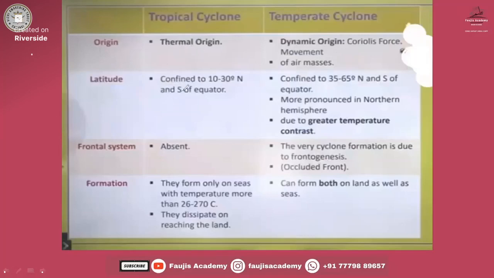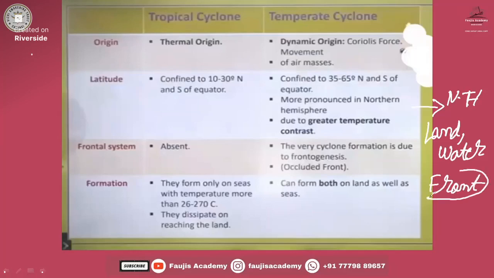Okay. Then you all know that tropical cyclones will be between 10 to 30 degrees north and south, whereas temperate cyclones will be 35 degrees to 65 degrees north and south. Okay, and that will be mostly in the sea. This temperate cyclone mostly takes place in the northern hemisphere. Why the northern hemisphere? Because in the northern hemisphere we have all those land parts and also the water parts. So there all those front formations will be happening in the northern hemisphere only.